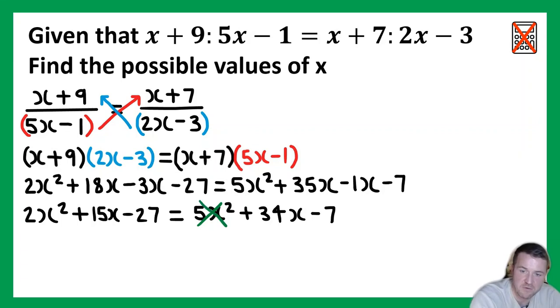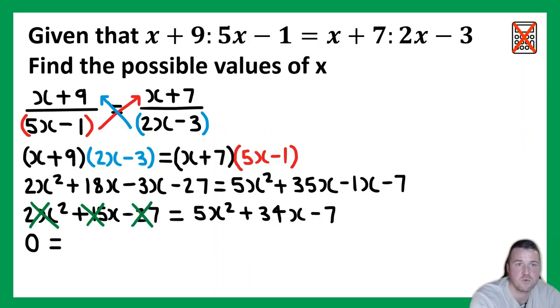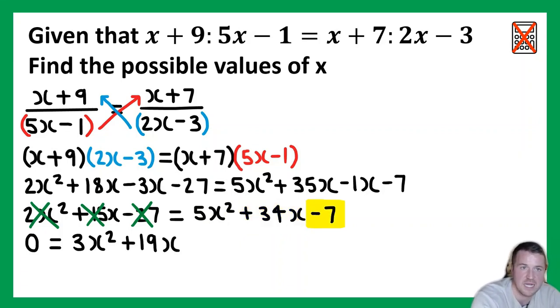Subtracting 5x squared from both sides will leave me with a negative x squared term on the left-hand side. So I'm going to start by subtracting 2x squared from both sides, subtracting 15x and adding 27. This will leave me with 0 on the left-hand side. 5x squared take away 2x squared is 3x squared. 34x take away 15x is 19x. And negative 7 plus 27 will give me positive 20.